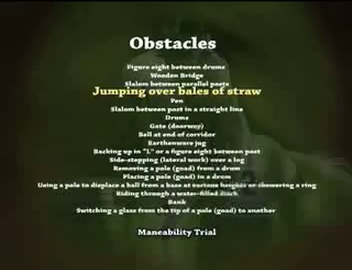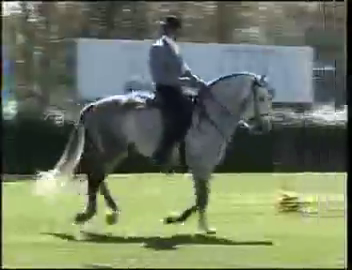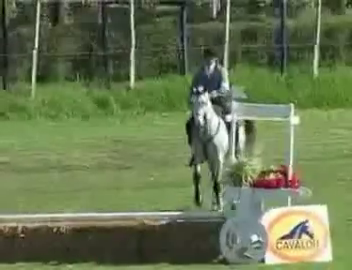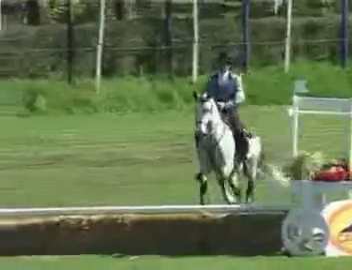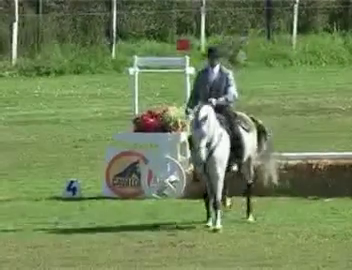Jumping over bales of straw. The obstacle consists of 4 bales of cut straw between 2 uprights supporting a pole. The horse should approach and jump over this obstacle naturally and with assurance. The bales of cut straw may be replaced by a natural substance provided that it does not exceed the bale's height.